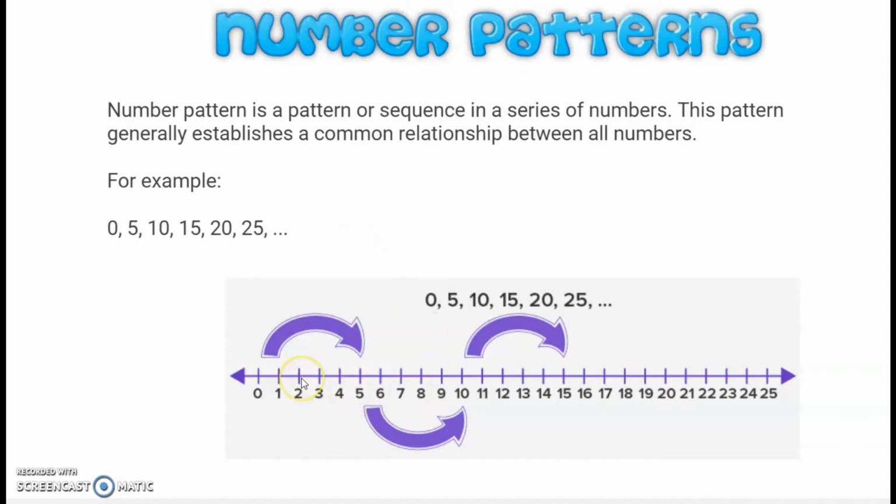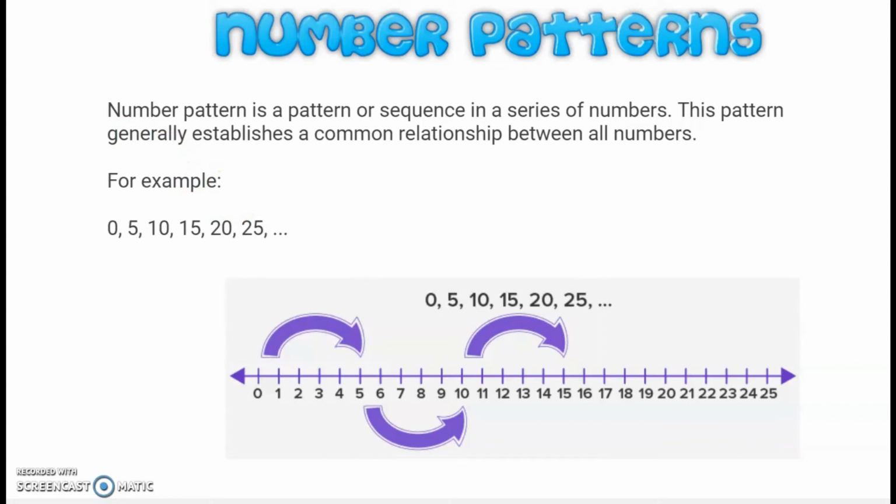You can see that on this number line. 0 goes all the way to 5: 0, 1, 2, 3, 4, 5. From 5 jumps to 10: 6, 7, 8, 9, 10. From 10 jumps all the way to 15: 10, 11, 12, 13, 14, 15.